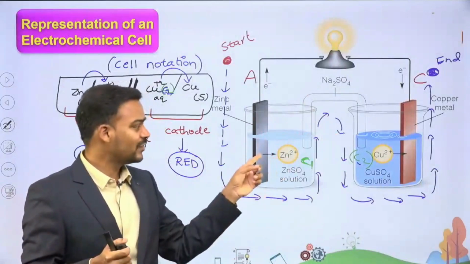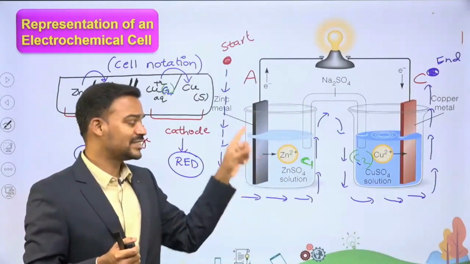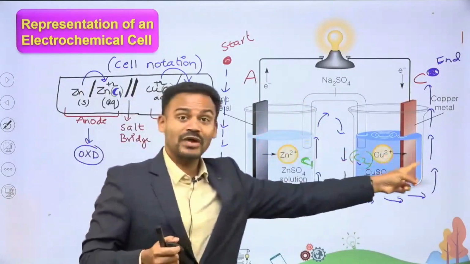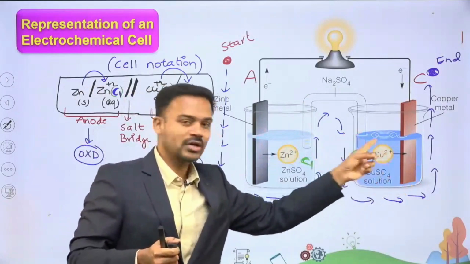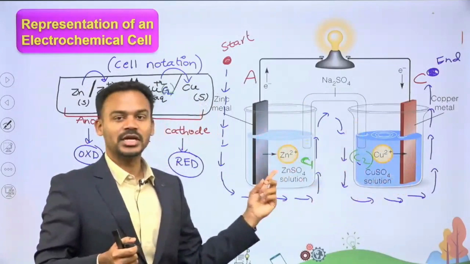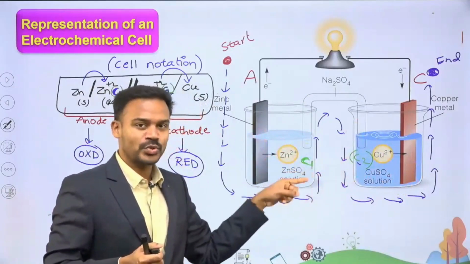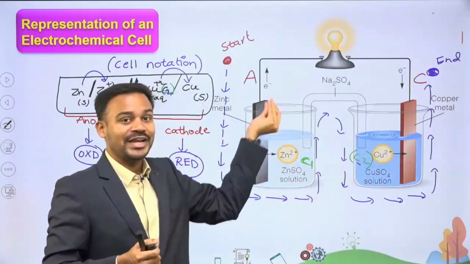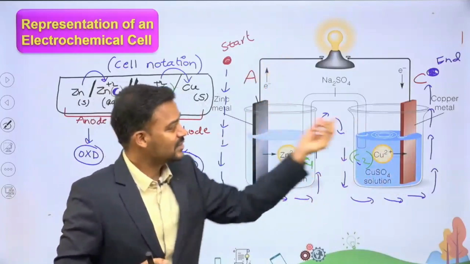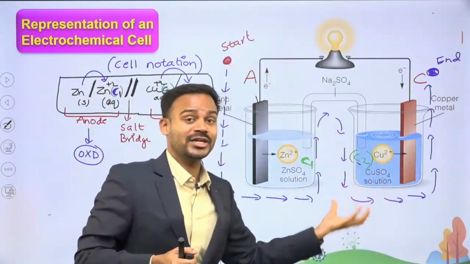Why will this zinc electrode dissolve? Tell me. Zinc electrode will dissolve as Zn2+ ions, because there is a requirement of electrons. Because of the requirement, this half cell is working. It means they are mutually dependent. Zinc is converting into Zn2+ ions and generating electrons. Why is it generating electrons? Because there is a requirement of electrons here. Copper 2+ ions are waiting for electrons to convert into copper.